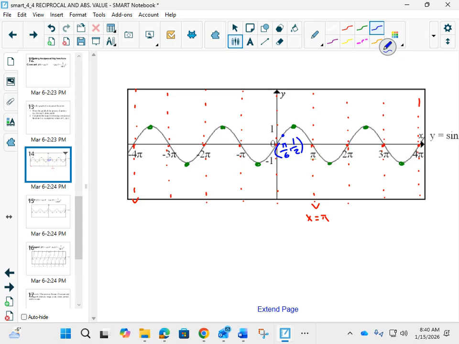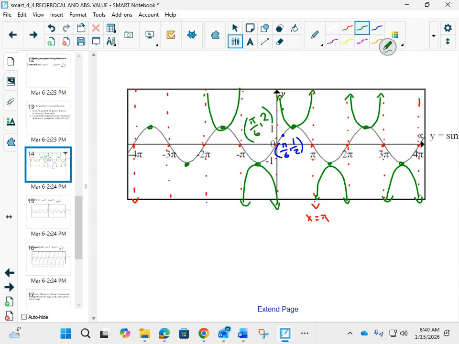So I know that sine of pi over 6 is 1/2. If I do the reciprocal of 1/2, that just flips that fraction. I'm going to get pi over 6, comma 2 over 1, which is just pi over 6, comma 2. And in fact, each of these parts is going to go towards the asymptote. And this is the graph of cosecant.